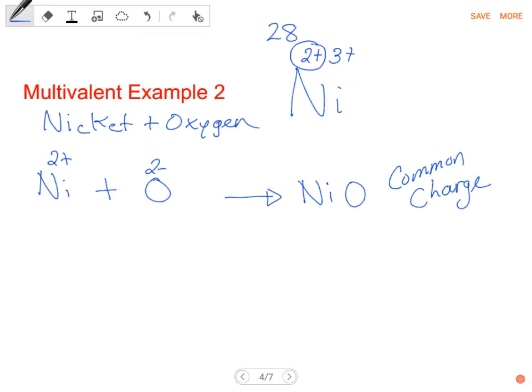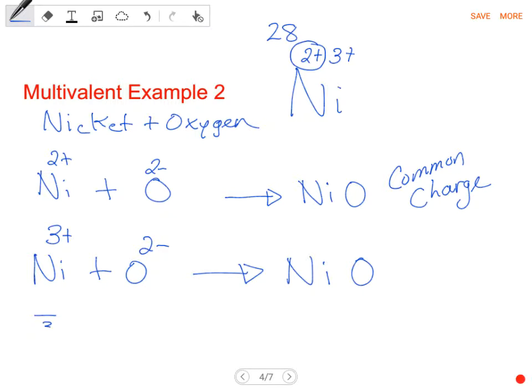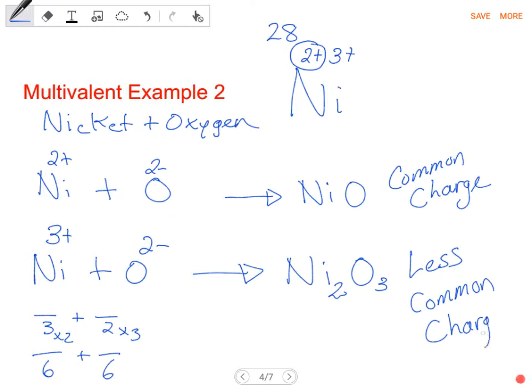Now if we use the less common charge, we'd have nickel plus oxygen. The oxygen is not going to change, but this time the nickel has. This is one of those situations where it's a little more difficult to tell, and we use the lowest common denominator method. So this has a 3, this has a 2. Lowest common denominator is 6. 3 times 2 gives us 6. We have to have 2 nickels, and 2 times 3 and 3 oxygens. So what you can see by using the less common charge, we get one heck of a different compound.